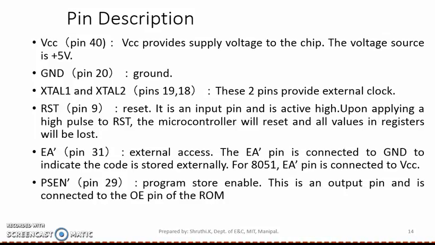Whenever a high pulse is applied, the microcontroller will be reset and all the values in the registers will be lost. Pin number 31 is EA bar, that is external access pin, which is connected to ground to indicate that the code is stored in an external ROM. Usually in 8051, EA bar pin is connected to VCC. PSEN bar, pin number 29, program store enable. It is an output pin which is connected to the output enable pin of a ROM.